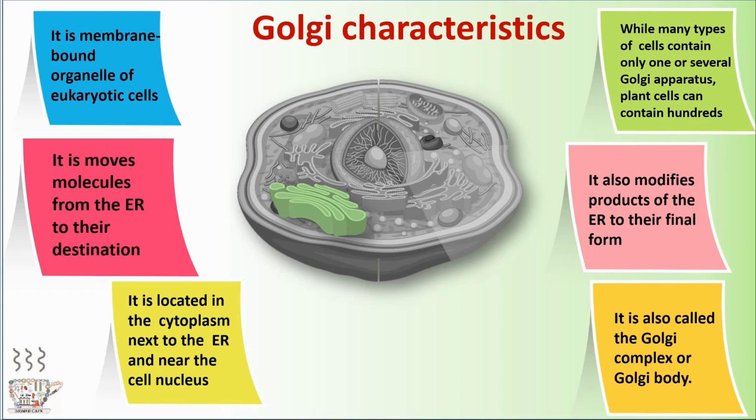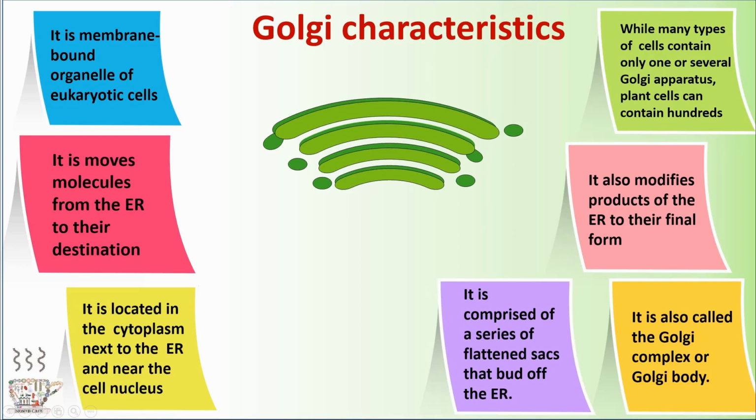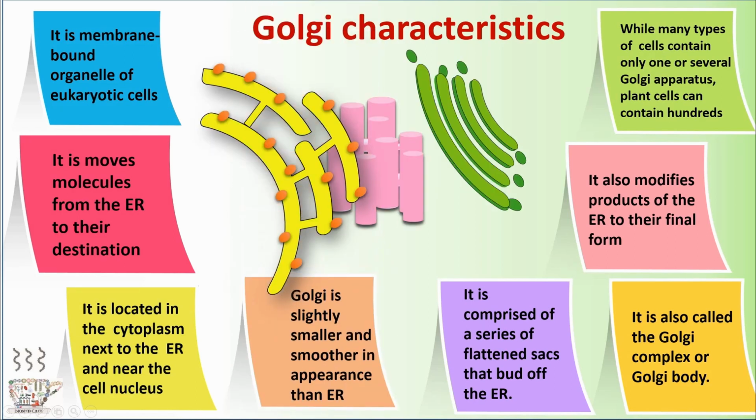It's also called the Golgi complex or Golgi body. It is comprised of a series of flattened sacs that bud off the ER. Golgi is slightly smaller and smoother in appearance than ER.